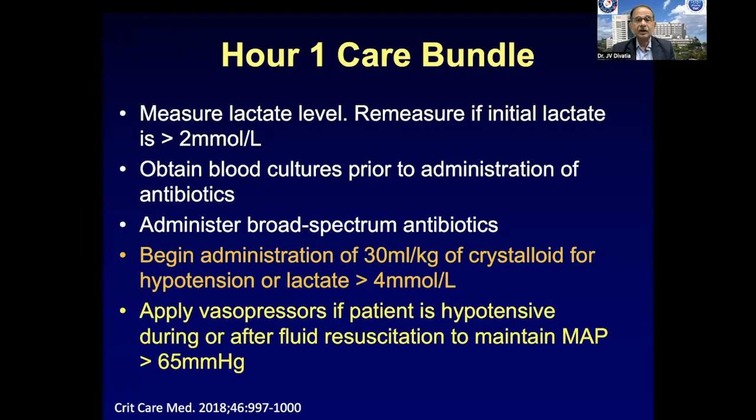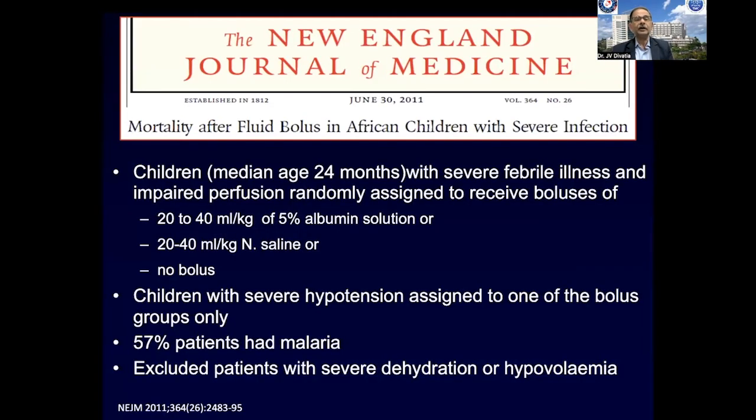And this is captured in the 1 hour care bundle, where it states that you should begin administration of 30 mils per kilo of crystalloid for hypotension or lactate more than 4 millimoles per liter, and use vasopressors if the patient is hypotensive. Now, how do these aggressive fluid resuscitation strategies translate in resource-limited settings?